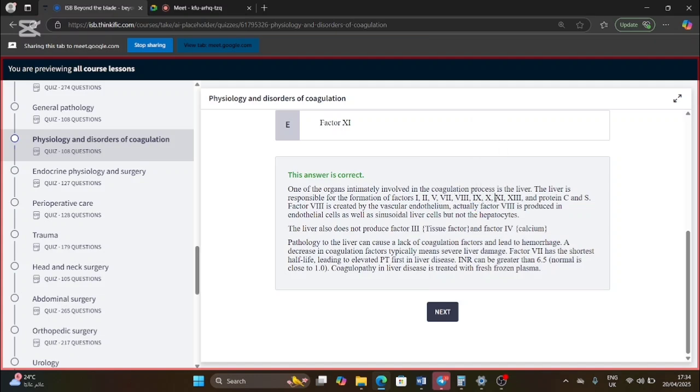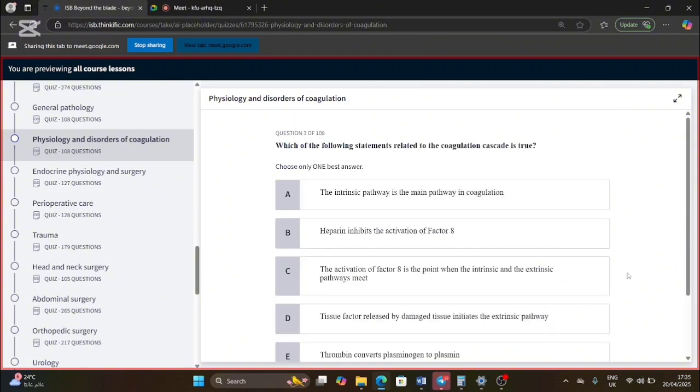Also factor 9, 10, 11, 13, and protein C and protein S. Here it is saying, again, factor 8 is created by the vascular endothelium. The liver does not produce factor 3, which is tissue factor, and factor 4, which is calcium, right? Factor 4 is calcium. Okay.